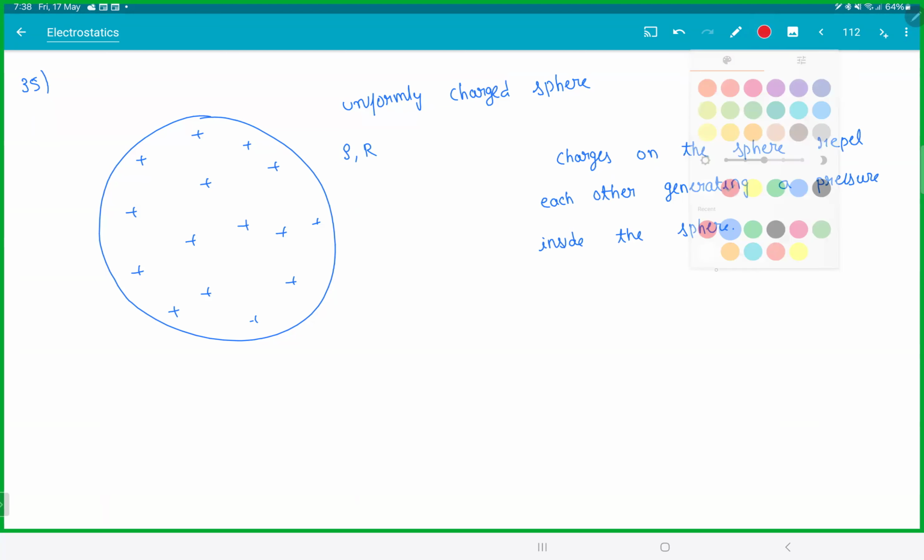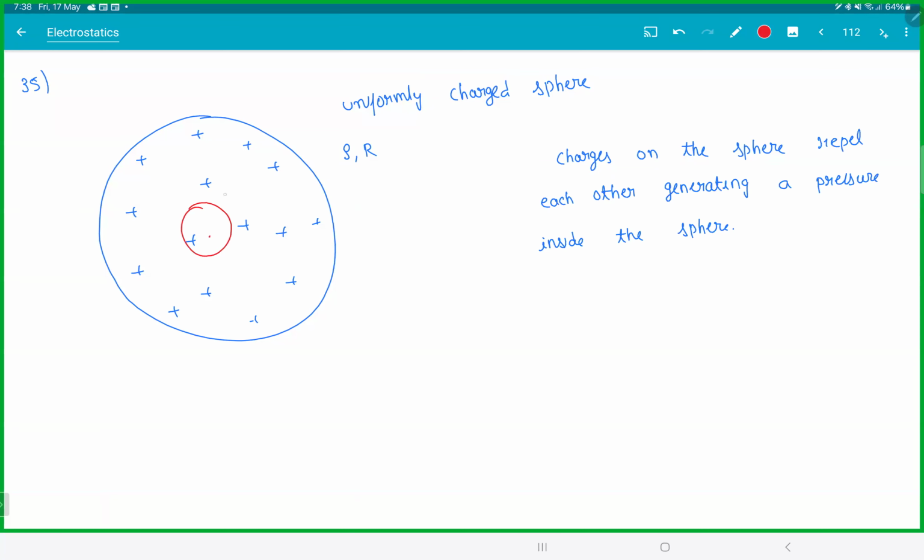Meaning, think of it like this. All this positive charge will repel this guy. All this will repel this guy. So all the forces will keep adding up, isn't it? Find the pressure as a function of x, where x is the distance from the center. Find pressure at a distance x from center.